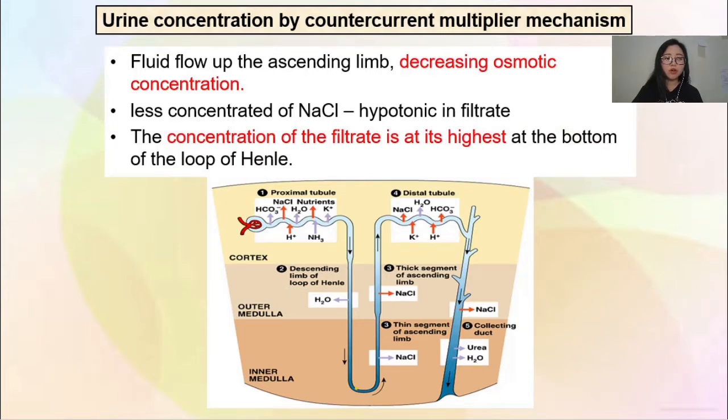Okay, so as the fluid flows up the ascending limb, there will be decreasing osmotic concentration in the ascending limb. Sebab bila dia menaik tu, cecair yang di dalam tu akan menjadi less concentrated. It becomes hypotonic in the filtrate. The concentration of the filtrate is at its highest at the bottom of the loop of Henle. So, bila dia di bawah-bawah itu loop of Henle, masa itulah fluid ini ataupun filtrate ini paling pekat, most concentrated.